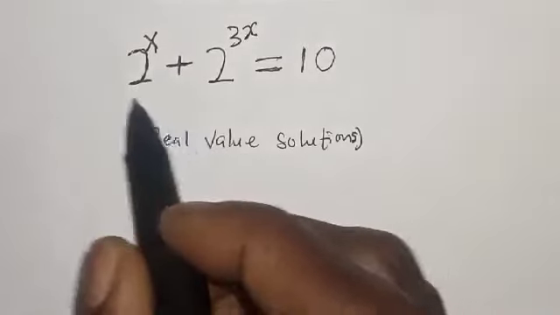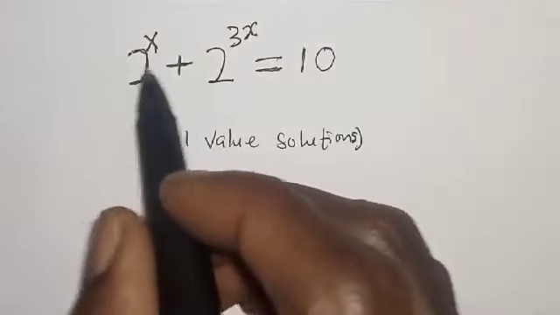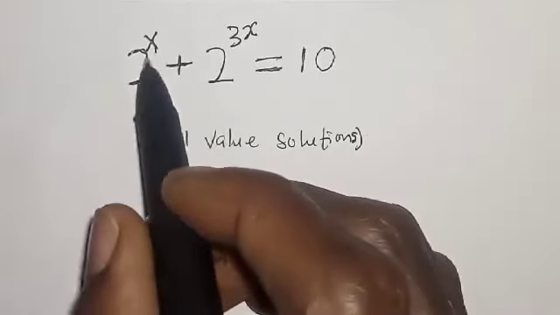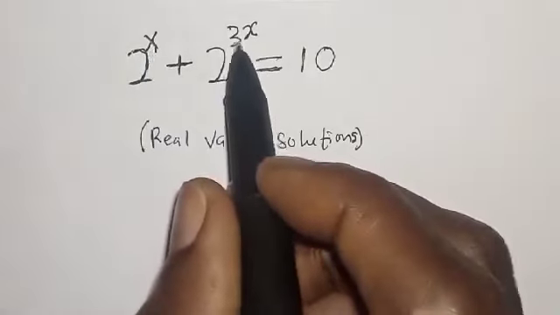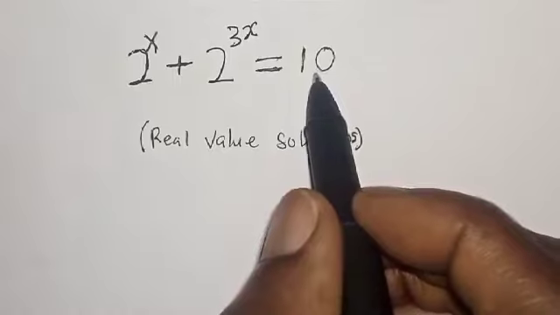Welcome to Math Gist. In this class, we want to find the value of x from this equation: 2 raised to power x plus 2 raised to power 3x is equal to 10.